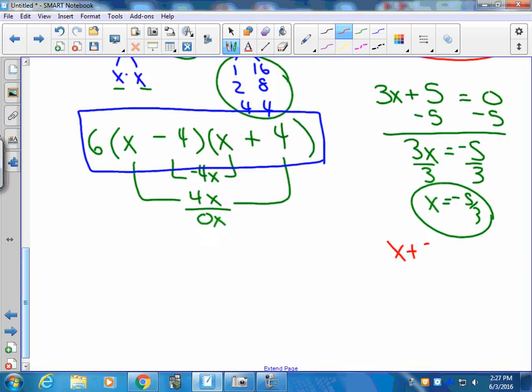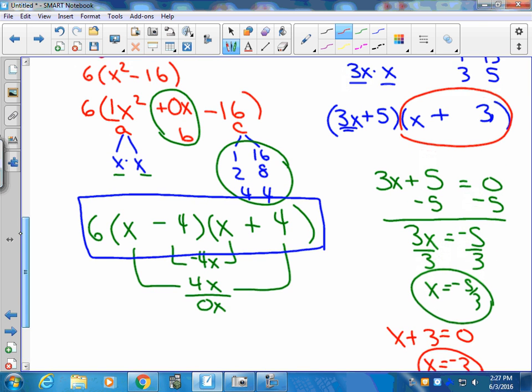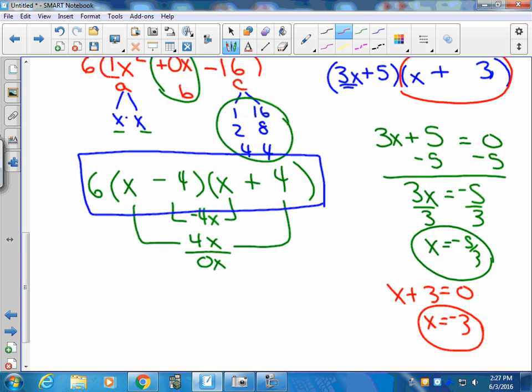Okay, x plus 3 equals 0. Oh, x is negative 3. All I have to do is change the sign on that second number. Doesn't work every time. Okay, make sure you're paying close attention. Take the entire factor, set it equal to 0, and solve.